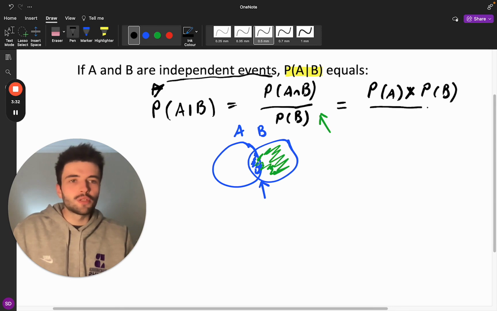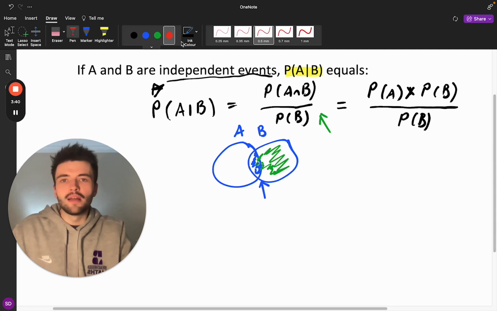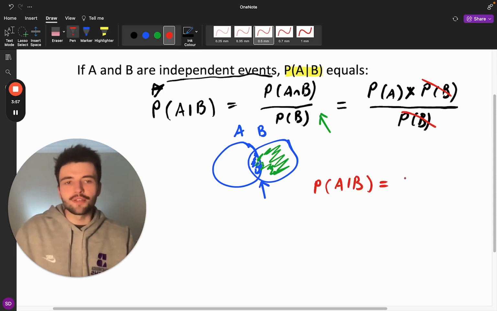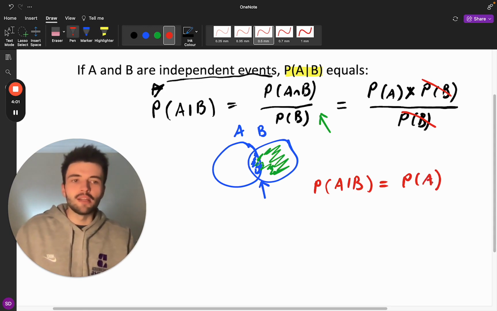So when we rewrite the rest of the fractions, where we had on the left here the probability of B on the bottom, you'll see that because we've got a probability of B on the top and one on the bottom, we can actually cancel these two out. So this is going to cancel with this, and we're left that the probability of A given B is actually the same as the probability of A in the case of A and B being independent events.